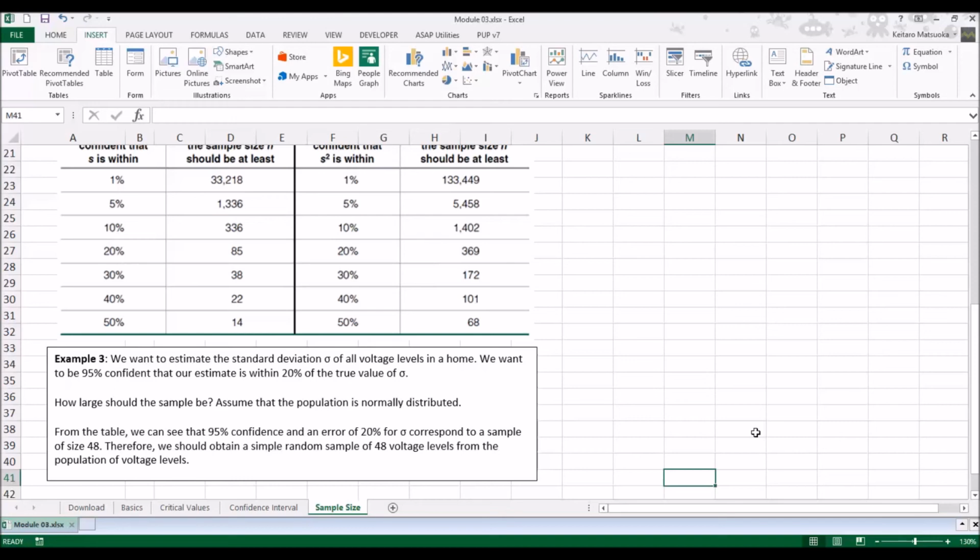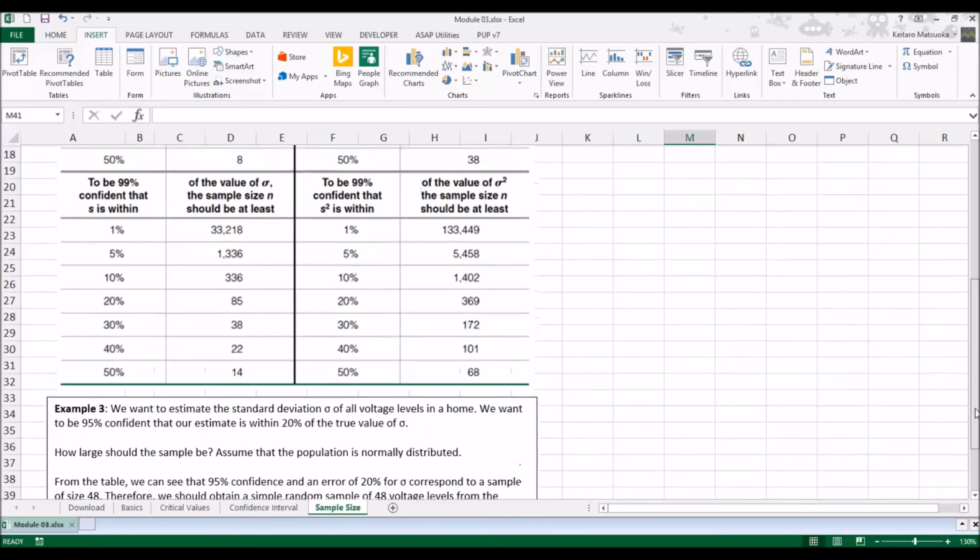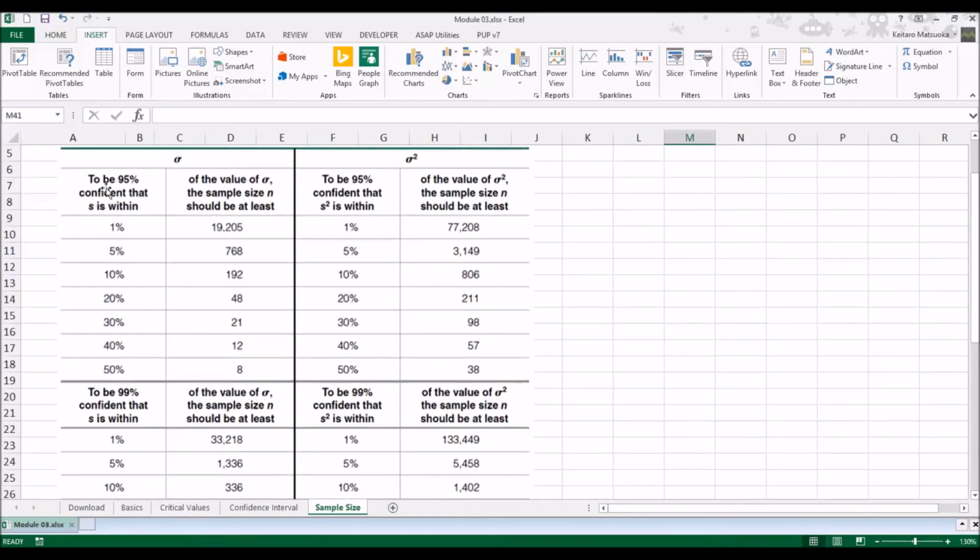We want to estimate the standard deviation of all voltage levels in a home. We want to be 95% confident that our estimate is within 20% of the true value of sigma. How large should the sample be? What's the minimum sample size, assuming that the population is normally distributed? From the table, you find 95% here, and it's S, standard deviation. So go down to 20%, and then go to the right to find the minimum sample size required here. For 20%, it's 48.